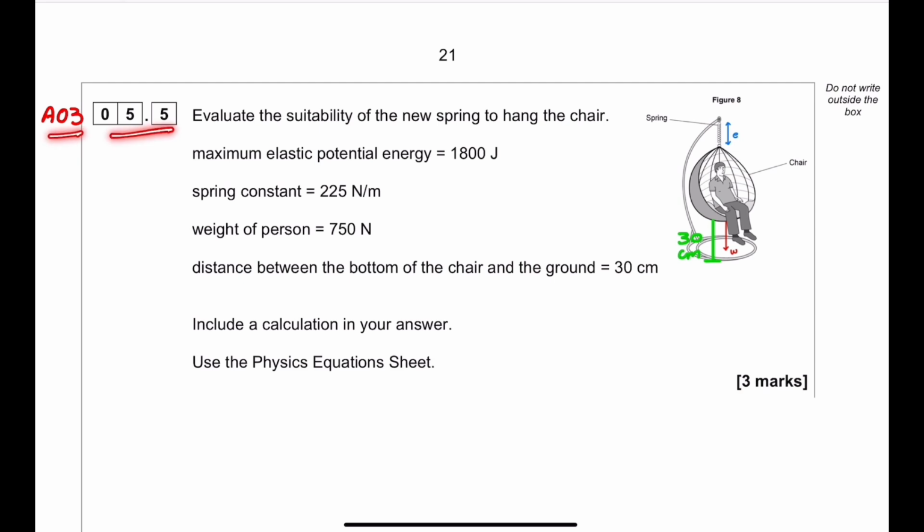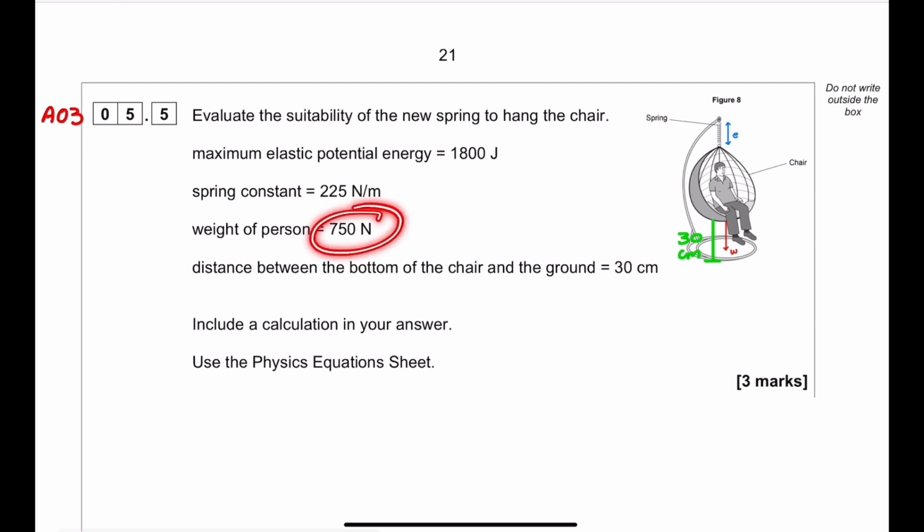5.5 is an AO3 question. Evaluate the suitability of the new spring to hang the chair. We know that the person is sitting on the chair. As a result of the weight of the person, the chair is going down and the extension happens in the spring. The maximum elastic potential energy is 1800 joules. The spring constant value is 225 Newton per meter.